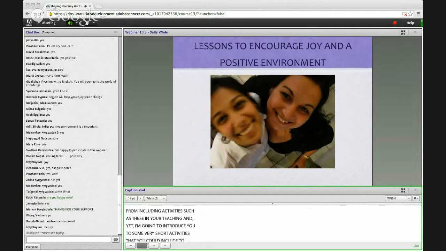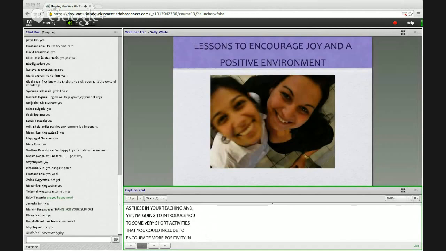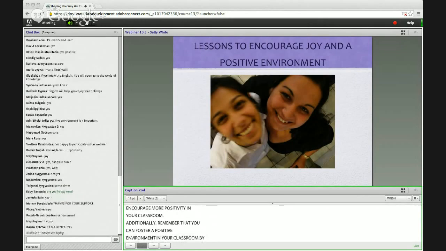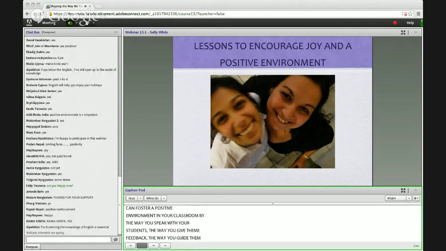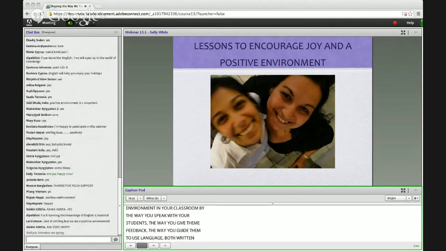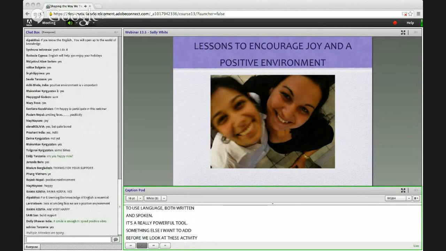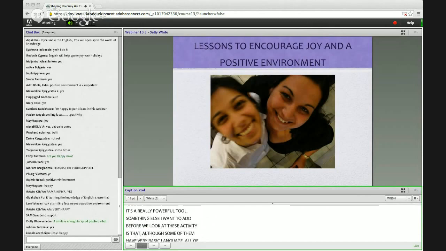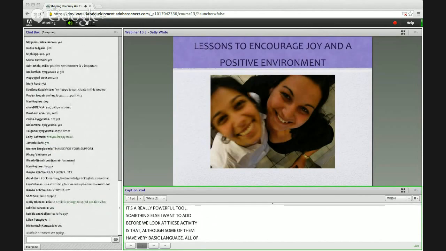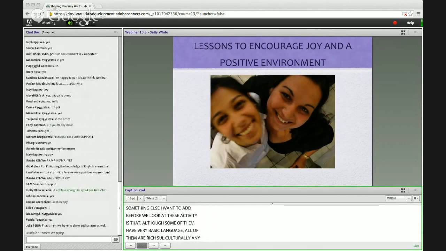Additionally, remember that you can foster a positive environment in your classroom by the way you speak with your students, the way you give them feedback, the way you guide them to use language, both written and spoken. So it's a really powerful tool. Something else I want to add before we look at these activities is that although some of them have very basic language, all of them are rich culturally, and any of them can be adapted to fit for a more advanced class. So keep that in mind when we're looking at them.